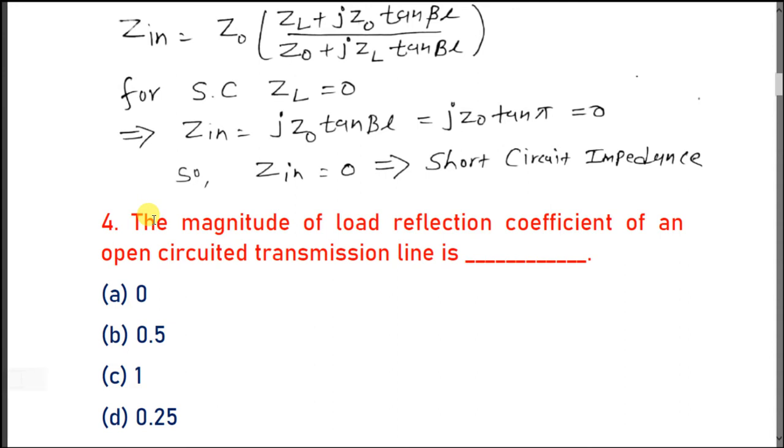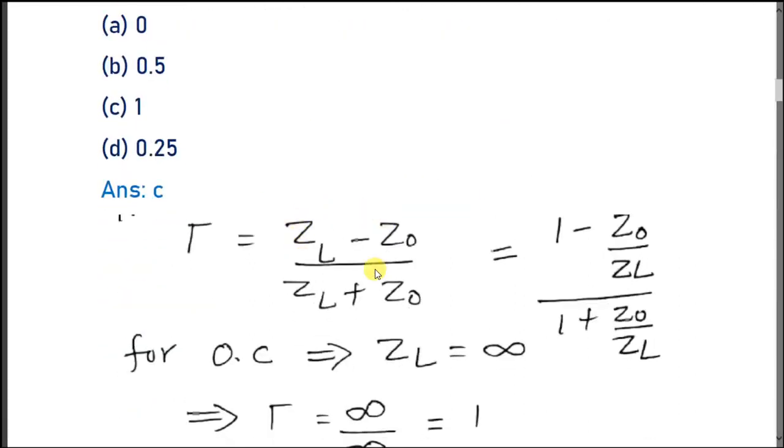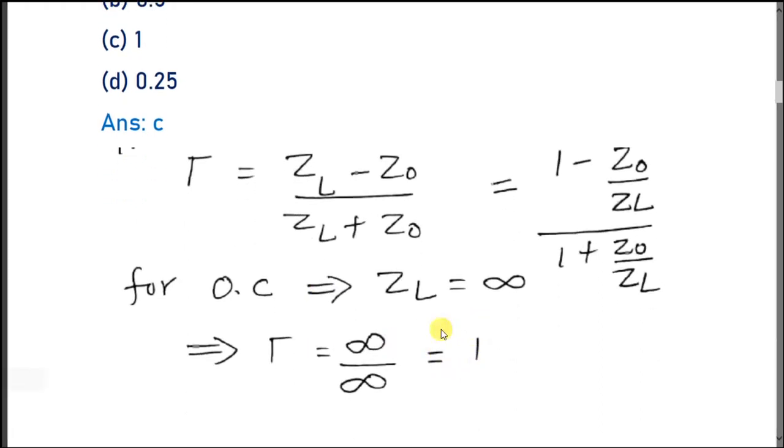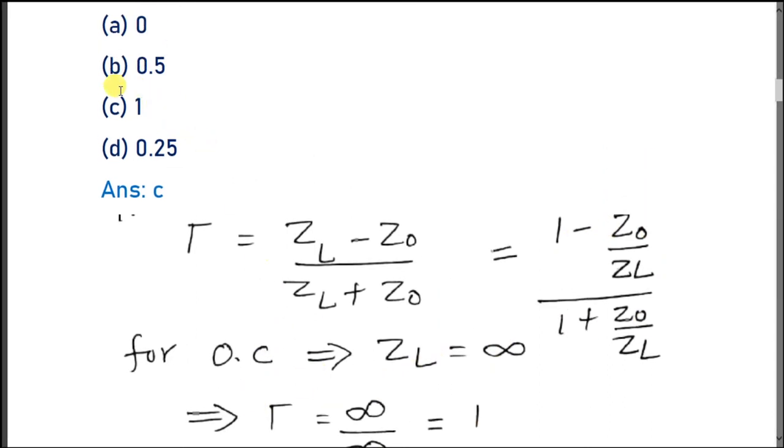Next is, the magnitude of the reflection coefficient of open circuit transmission line is what? Then you know the reflection coefficient equation, gamma is equal to (ZL minus Z0) divided by (ZL plus Z0). Okay. So if you take the ZL out common, it will become (1 minus Z0 by ZL) divided by (1 plus Z0 by ZL). For open circuit, ZL is equal to infinite. Okay. So if you put infinite over here, then you will get reflection coefficient is equal to 1 because Z0 by ZL is equal to 0. So (1 minus 0) divided by (1 plus 0) will give reflection coefficient is equal to 1. So answer is C. Reflection coefficient magnitude is 1.